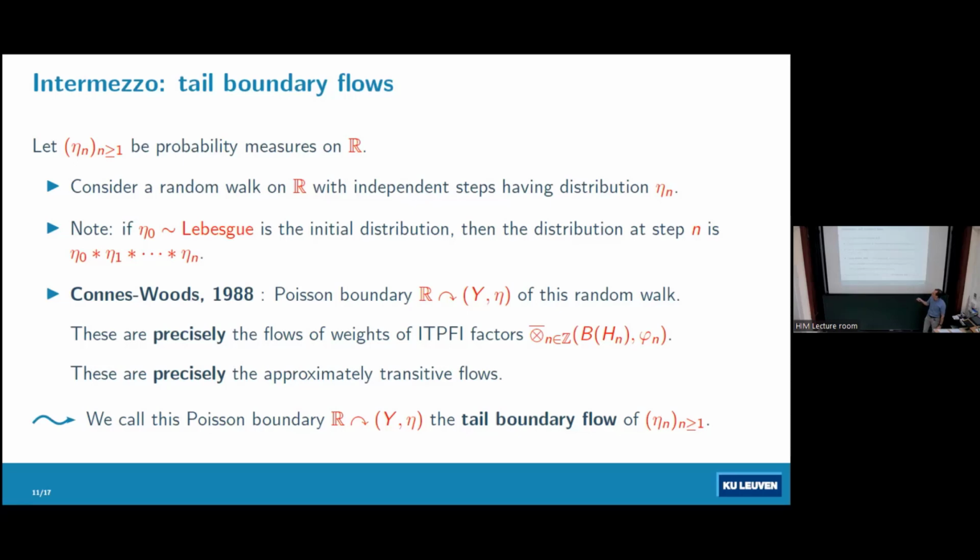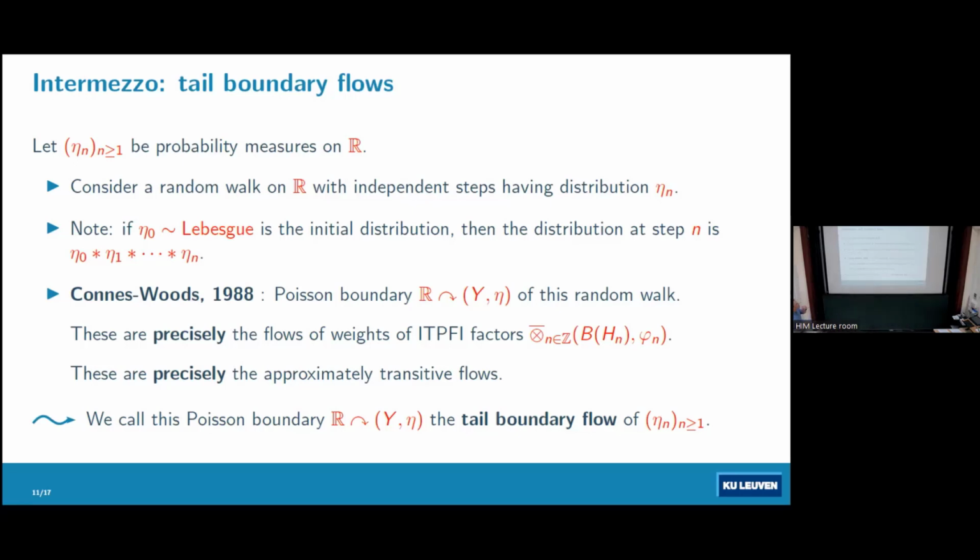These are precisely the so-called approximately transitive flows. So transitive would be, of course, R acting on the real line or the periodic flows. And there is a version of being approximately transitive, and that is exactly what happens as tail boundary flow. Okay, so this is the definition of a tail boundary flow.